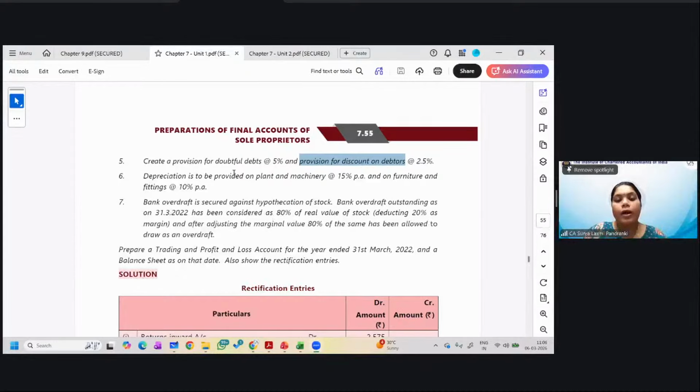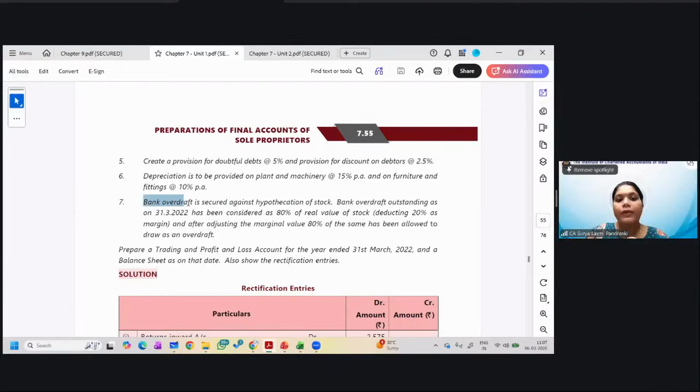Right. Now, I hope you understood the difference between provision for doubtful debts and provision for discount on debtors. These two are different. And provision for bad debts, you can treat it as the same thing as provision for doubtful debts. So now we are clear. Both are to be created in this question, and both have different percentages given. One is 5% and the other one is 2.5%. Right? Next one, depreciation is to be provided on plant and machinery, which is 15% per annum, and on furniture, we have to provide 10% per annum. Both these are given to us, right?